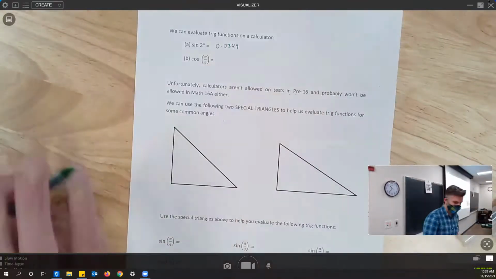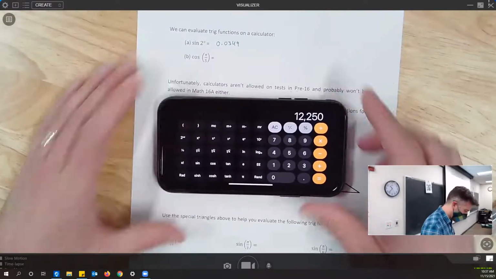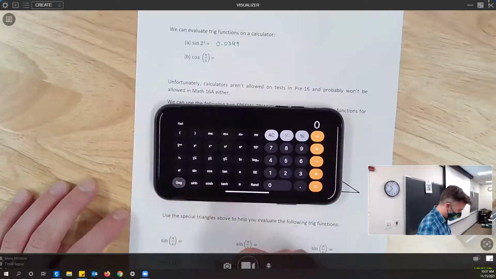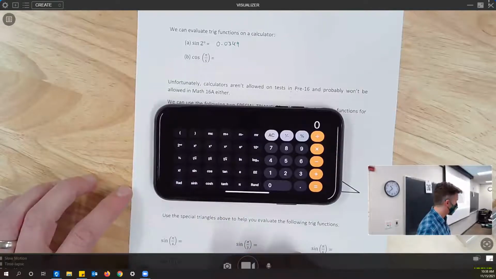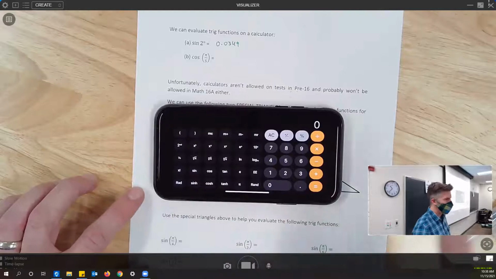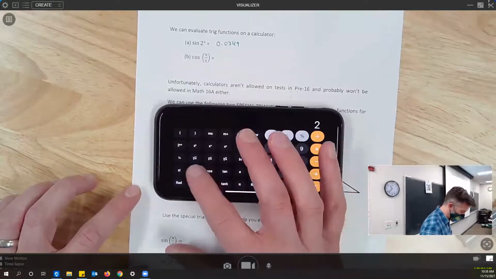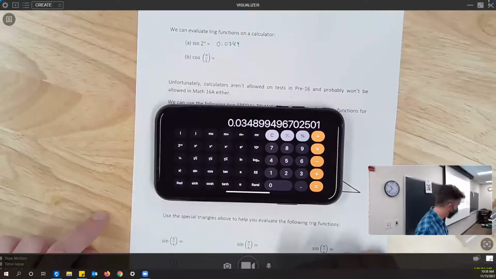0.0349. If you want to see, like if you're using your phone calculator, which I don't necessarily recommend, but sometimes that's what we do because that's what I've got on my phone calculator here. I want to find sine of 2 degrees. Now I'm in radians. Now I'm in degrees. And these calculators on the phones are weird. You have to do kind of backwards or less intuitively. You have to do the 2 first and then the sine of 2. There's my 0.0349.